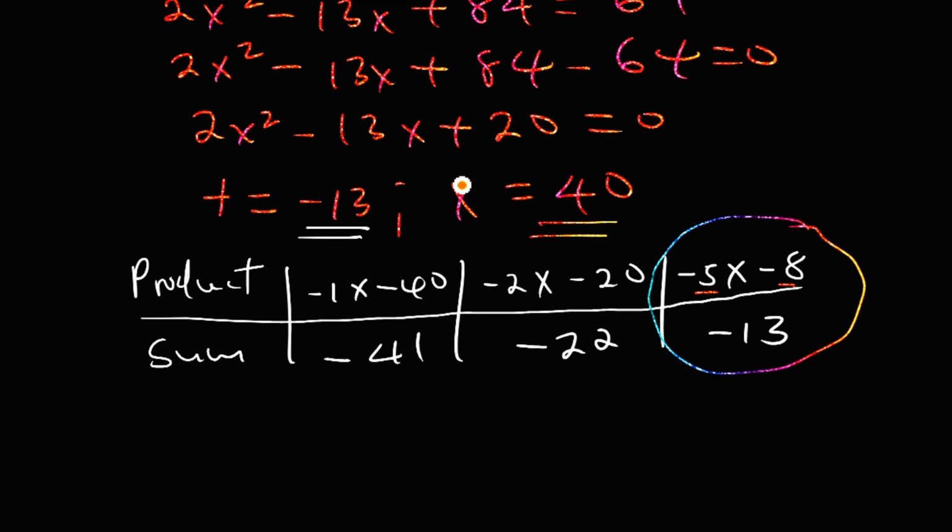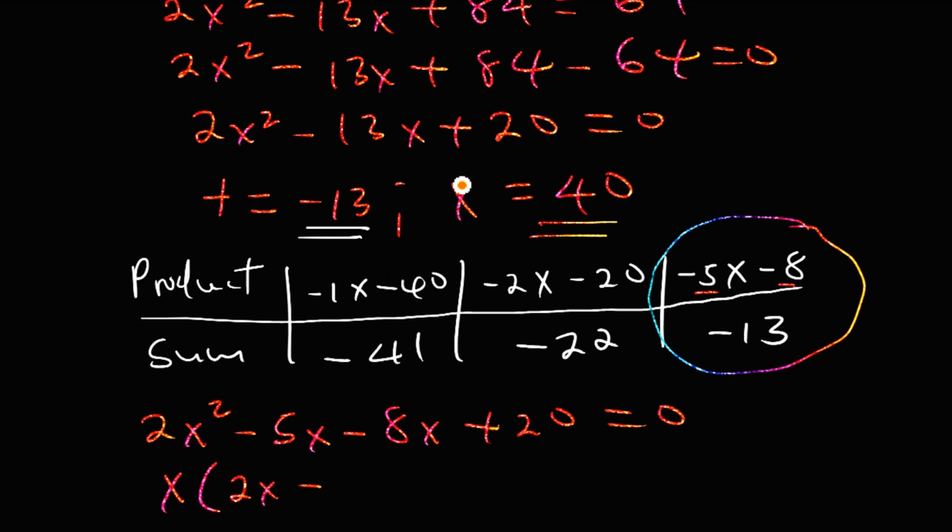So we're going to split negative 13x into negative 5x and negative 8x. So our equation will be 2x squared minus 5x minus 8x plus 20 equals 0. So the common factor between the first two is just x. So we have x into 2x minus 5. So we expect to get a similar value in the second bracket. And for us to have obtained positive 20, it means we multiplied negative 5 by negative 4. So we have negative 4 there, and that's equal to 0.